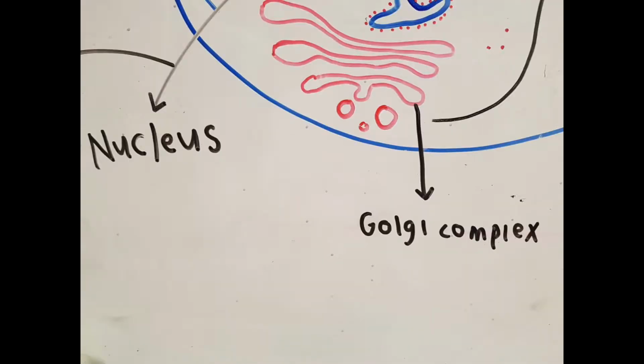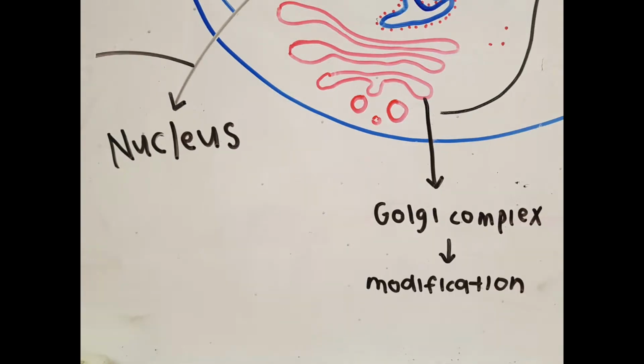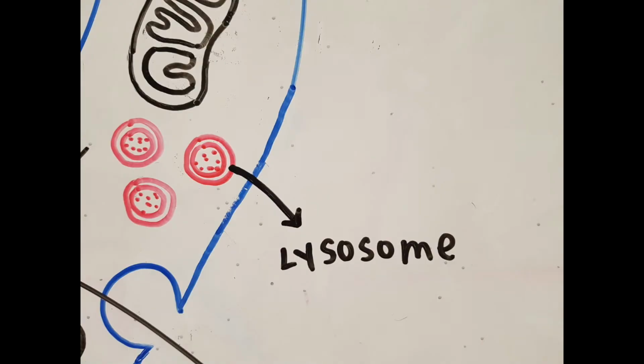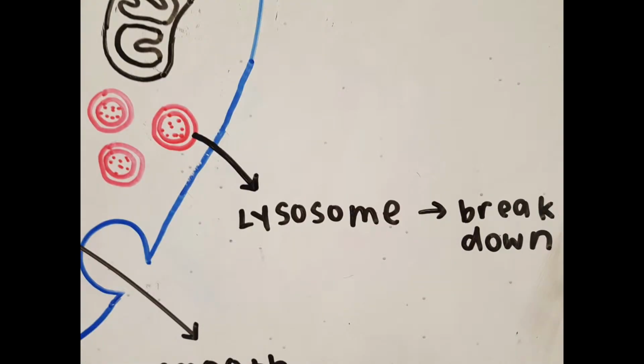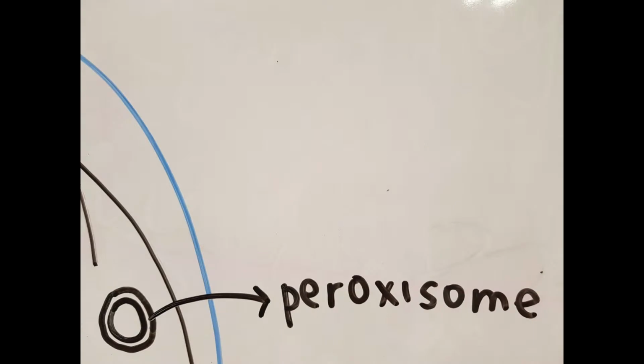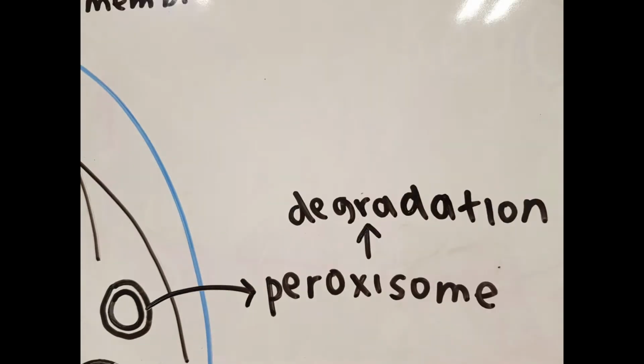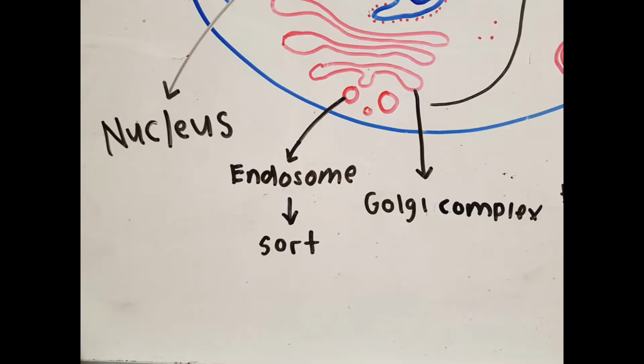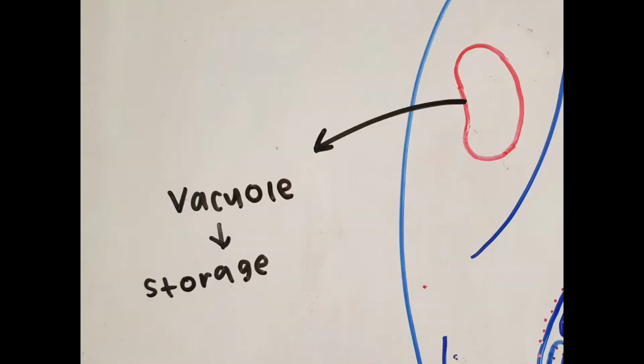The Golgi complex is involved in post-translational modification. It assembles carbohydrate components and transports proteins out of the cell via the cell surface. The lysosome is the cell's digestive organelle and breaks down materials brought in from the external environment. The peroxisomes are involved in fatty acid and hydrogen peroxide degradation. The function of endosomes is to sort and transport proteins from the Golgi complex to lysosomes or vacuoles.